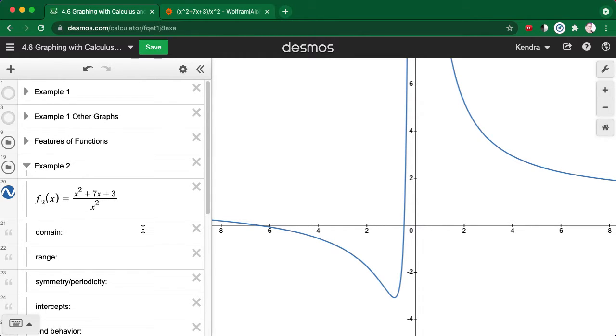All right, so here's the function. It is a rational function. Right away, thinking about the domain, we can confirm what we saw in the graph, which is that the domain is all real numbers except where x equals 0, which would cause the denominator to be 0. So this would be all real numbers except x equals 0.